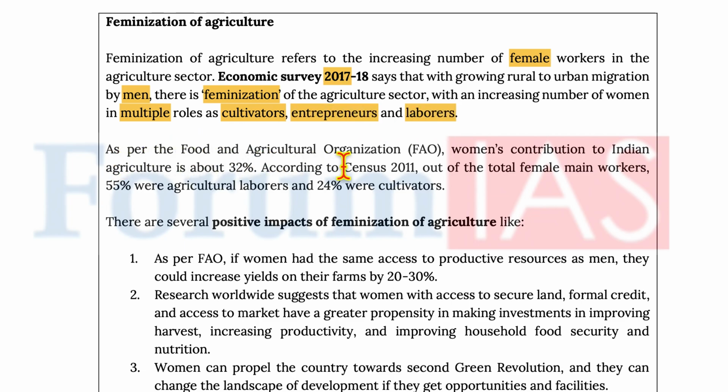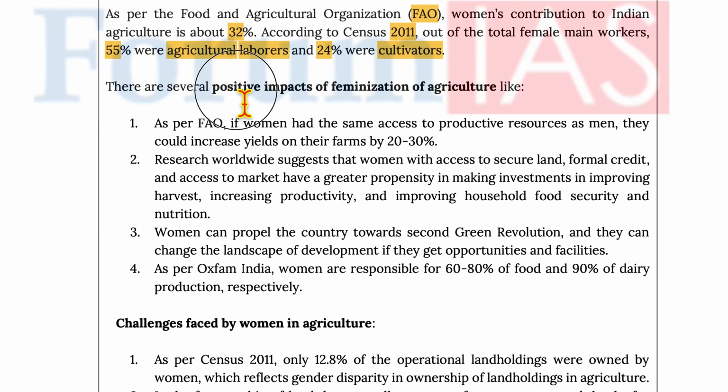As per the Food and Agricultural Organization, women's contribution to Indian agriculture is about 32%, and according to the census of 2011, out of the total female main workers, 55% were agricultural laborers and 24% were cultivators.